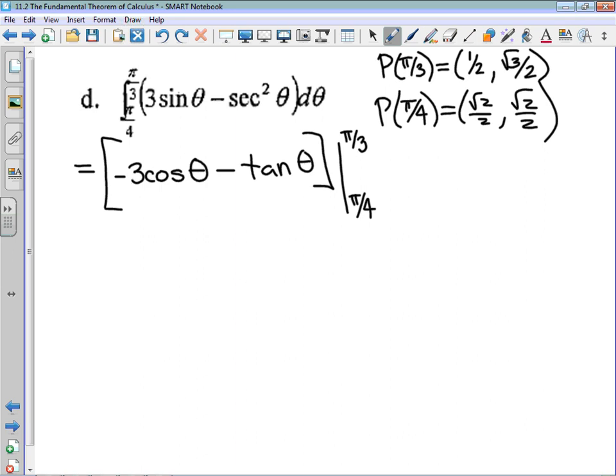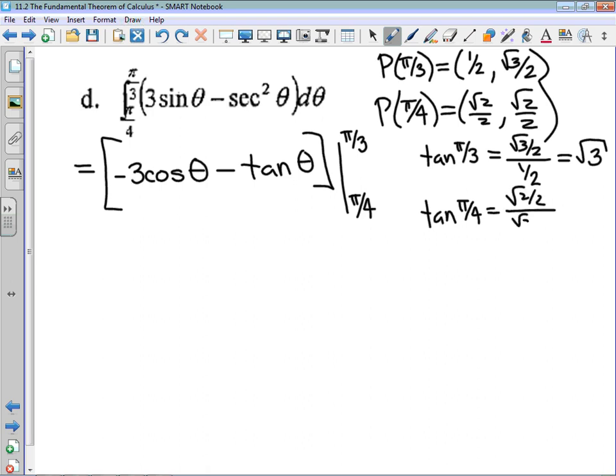Now, the tan is going to be the gnarly one. And typically students don't struggle with the tan of pi over 4. I'm going to write both here. The tan of pi over 3, remember, it's y over x. So that's root 3 over 2 divided by 1/2, which is to say root 3. And then I'll also write the tan of pi over 4, which is root 2 over 2 divided by root 2 over 2, which is, of course, 1, and positive 1. Important to say that, I think.